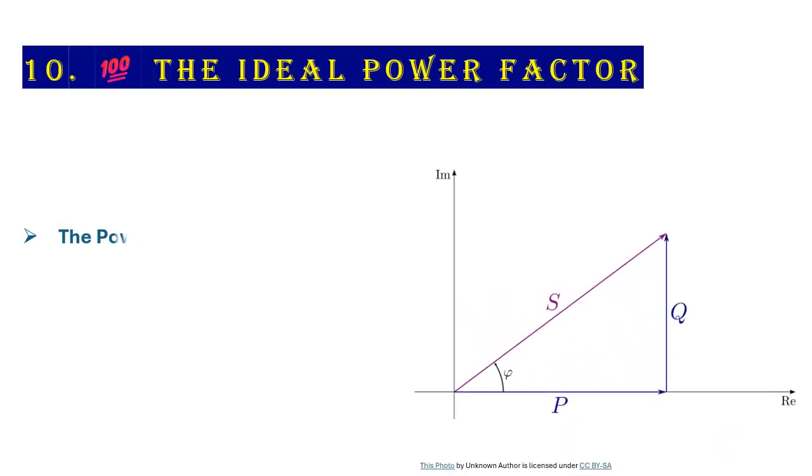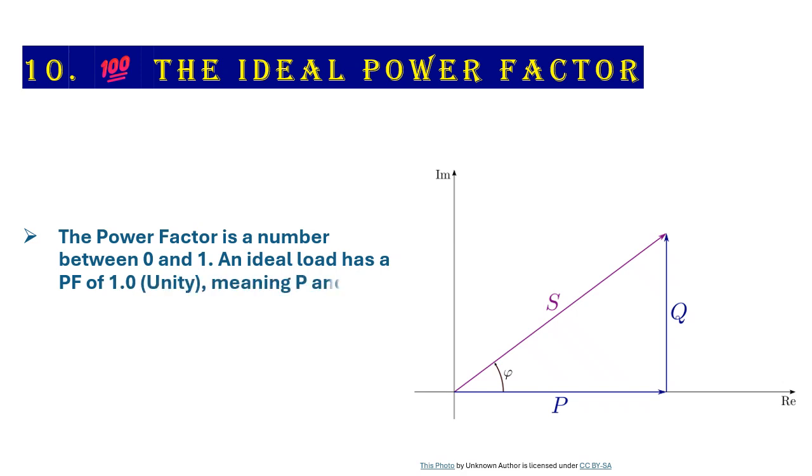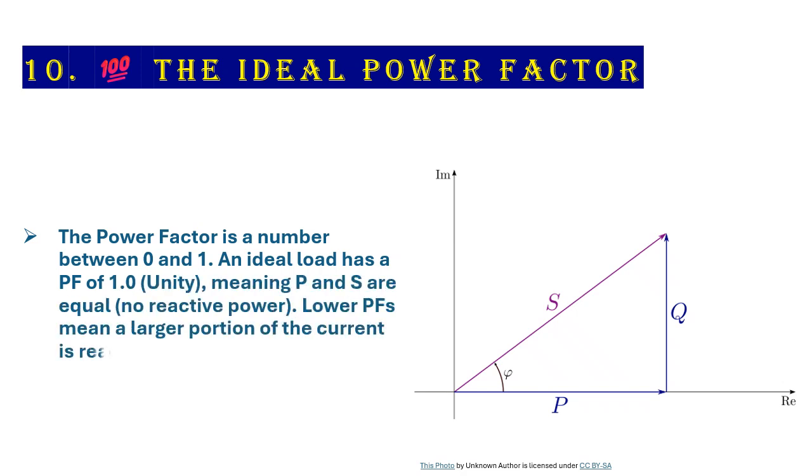10. The ideal power factor. The power factor is a number between 0 and 1. An ideal load has a PF of 1.0, unity, meaning P and S are equal, no reactive power. Lower PFs mean a larger portion of the current is reactive and wasted.